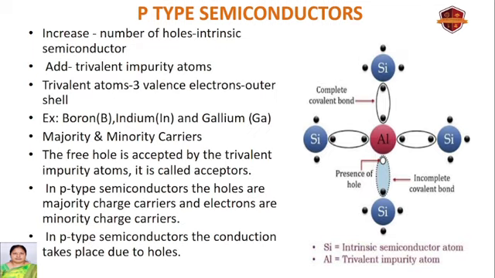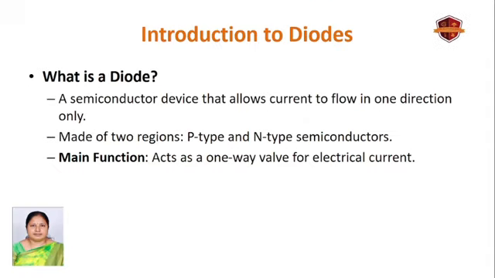In P-type semiconductors, the conductivity can be increased by adding trivalent impurity atoms, that is atoms having 3 valence electrons in the outer shell. Example, boron, indium, gallium having 3 valence electrons in the outer shell. Here the free hole is accepted by the trivalent impurities called acceptors. In P-type semiconductor, the holes are the majority charge carriers and the electrons are the minority charge carriers. Here the conduction takes place due to the holes.